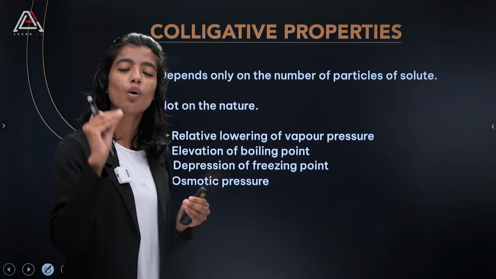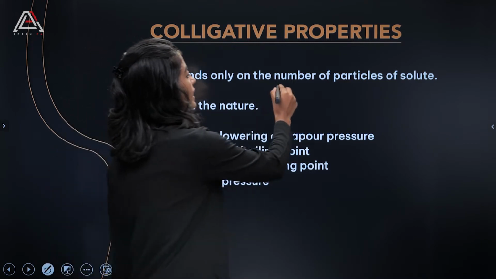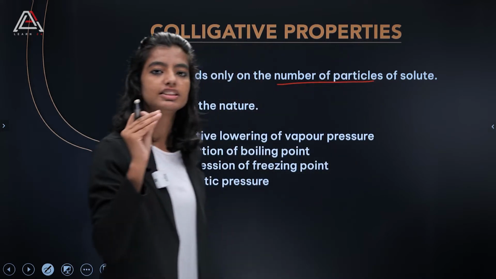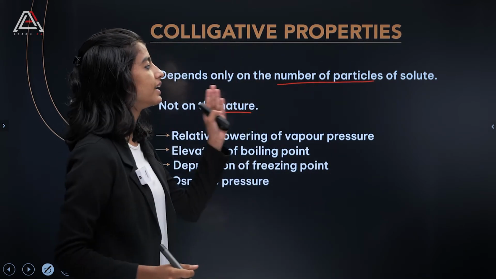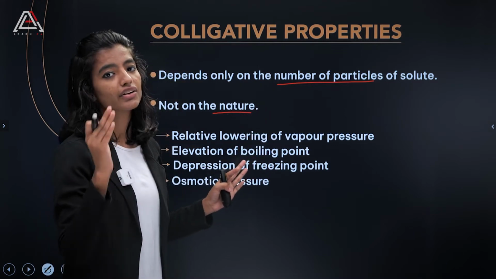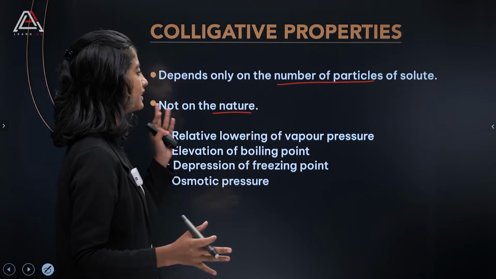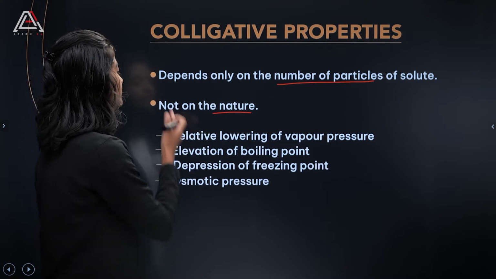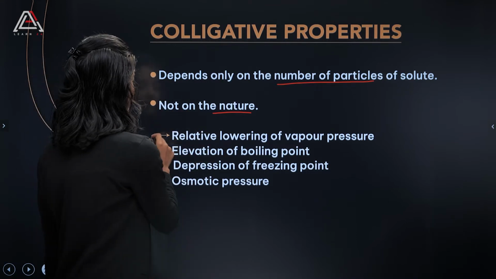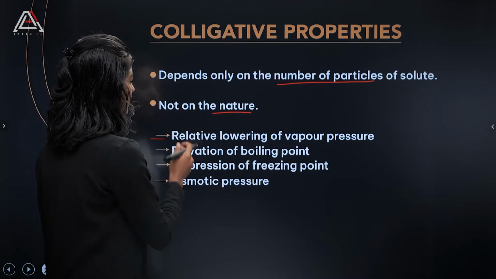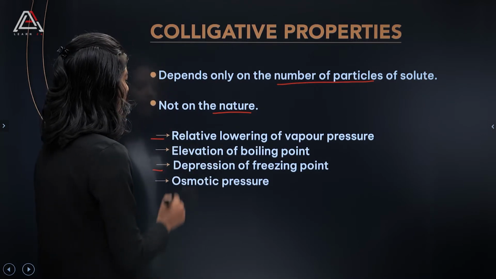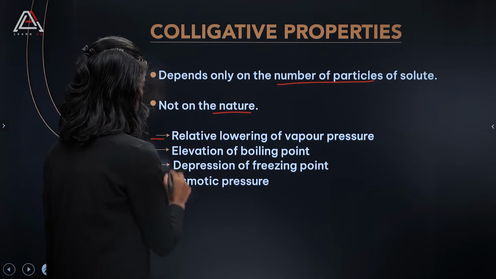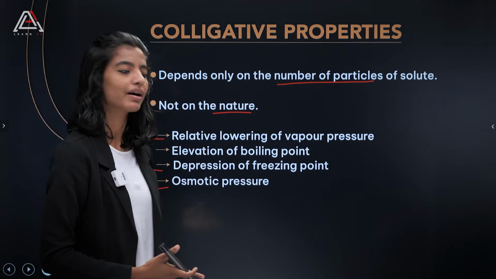Colligative properties only depend on the number of particles of solute, not on its nature. As you can see, the colligative properties are of 4 types: relative lowering of vapor pressure, then comes the elevation of boiling point, then depression of freezing point, and the last one, osmotic pressure. Let's study one by one.